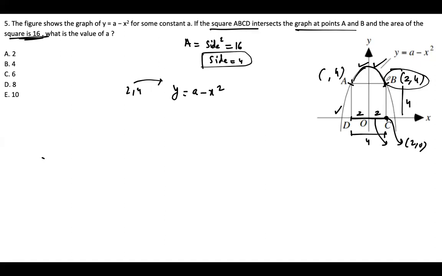as it's a point. So put x is equal to 2, which will give you 2 square, which is 4, and y is equal to 4 is equal to a minus 4. So a comes out to be 8. Not that difficult.